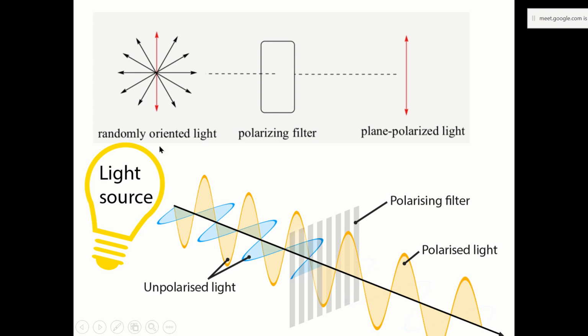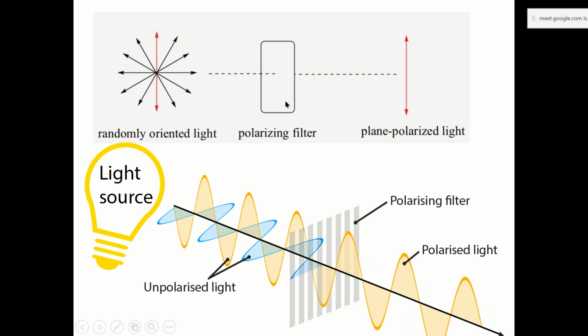In normal light, look at the oscillation of the electric field vectors. They are randomly in all directions, right? But when you apply a filter, a polarizing filter, when you place a polarizer, what happens?